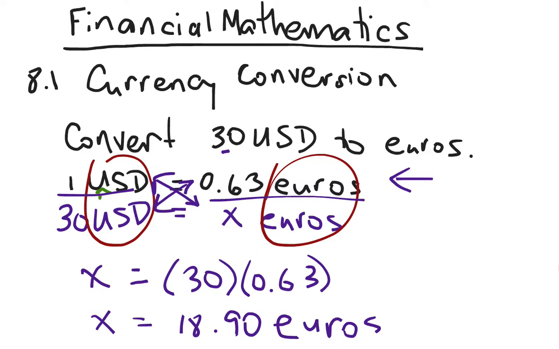Why did I do that? Exactly. In financial math, this is the only topic that goes against what I said about rounding to 3 significant figures. In financial math, you want to always round to 2 decimal places unless the question says otherwise. So if the question does not specify, you want to round money to 2 decimal places, just like cents. So 18.90 euros. Any questions?